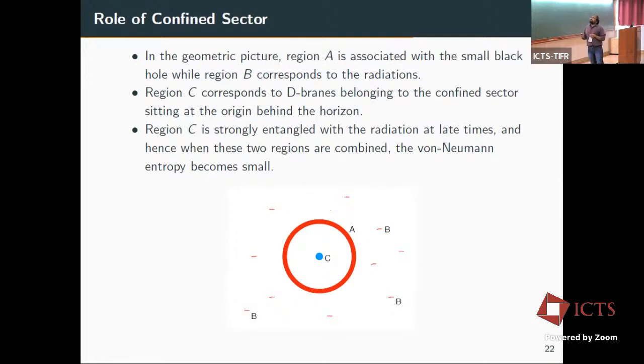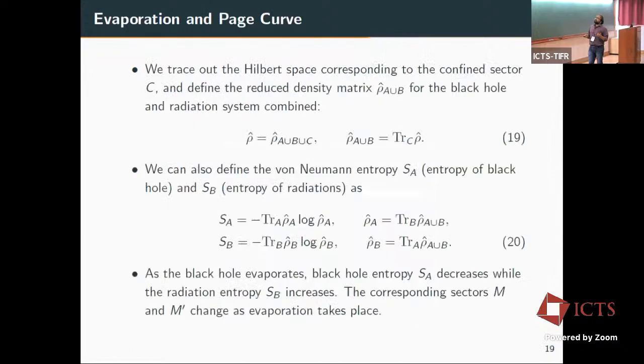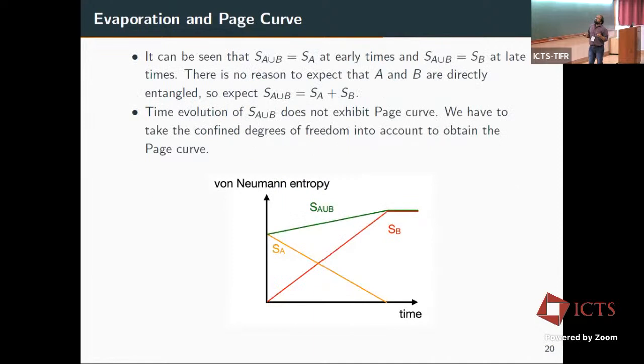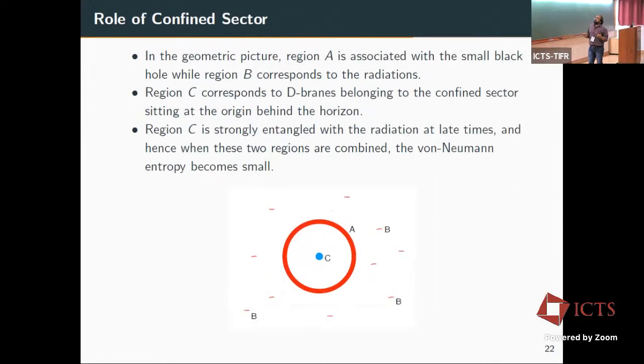Geometrically, the degrees of freedom associated with the region A, which is the deconfined sector, those are the excited D0 branes. They will correspond to degrees of freedom associated with the horizon of the black hole, like this. The radiation, which are these small blocks here, will correspond to these radiations here. And the region C, which is a D0 brane sitting at the origin, will be some degrees of freedom deep inside the horizon of the black hole, like this.